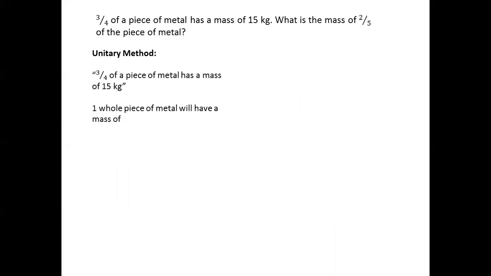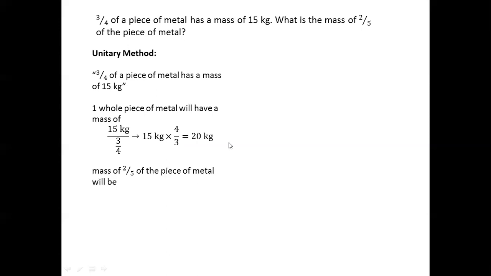To determine that, we will be dividing the given mass by its corresponding fraction of the piece. And to simplify this complex fraction, we can multiply the numerator, which is 15 kilograms, by the reciprocal of the denominator, which becomes 4 over 3. So that means 15 times 4, it will be 60, divided by 3 is 20 kilograms. That means one whole piece of metal will have a mass of 20 kilograms.